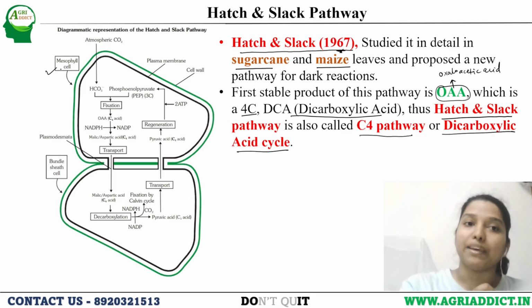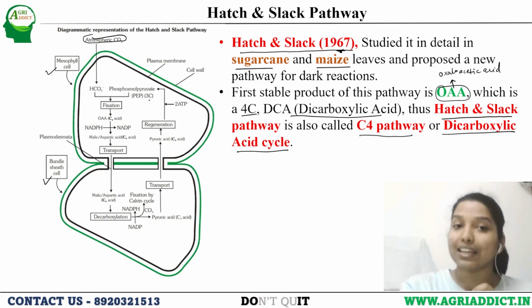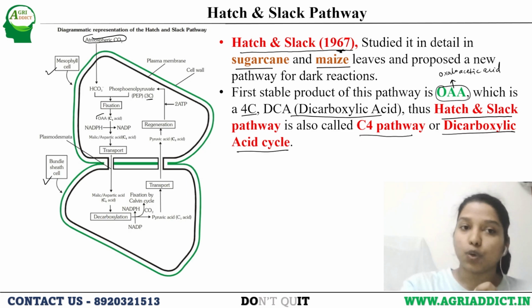So this is the mesophyll cell. Okay, this mesophyll cell is attached with this bundle sheath cells. Now, what is happening? Whatever the atmospheric CO2 plant is fixing, it is getting inside the mesophyll cells. This CO2 is combining with this phosphoenol pyruvate, PEP, which is a 3 carbon compound. Now this CO2 is fixing with the help of this PEP. It is getting converted into oxaloacetic acid, which is a 4 carbon compound.